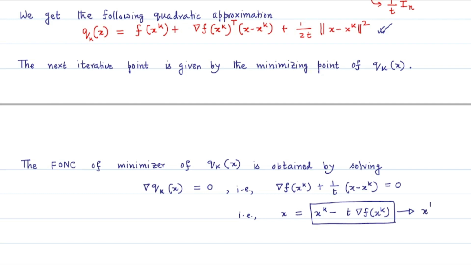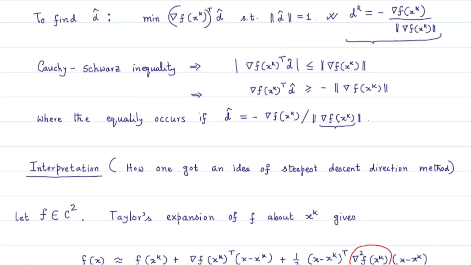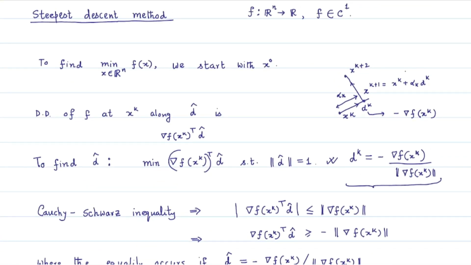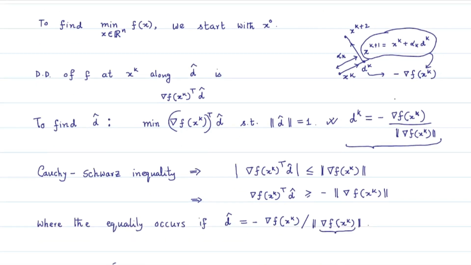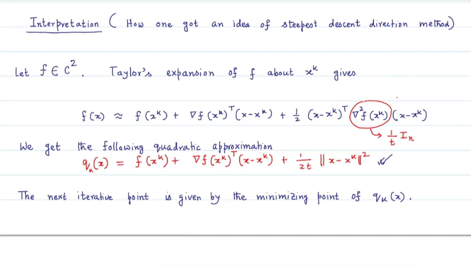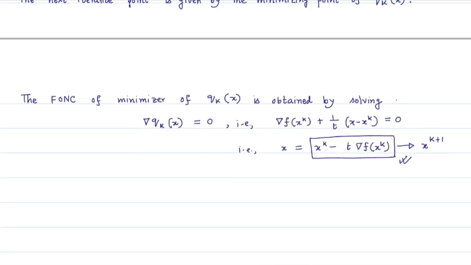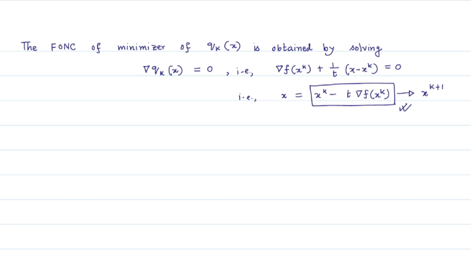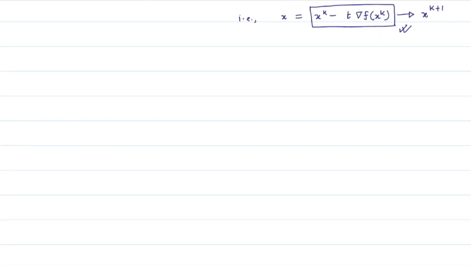So we take the next iterative point xk plus 1 as this expression, and you notice that this expression is exactly the same expression that we have derived over here, that xk plus 1 is equal to xk plus the dk, which is given by the negative gradient. Hence this is how one might have gotten the idea of the steepest descent direction method. Now let me neatly write out the algorithm for the steepest descent method.